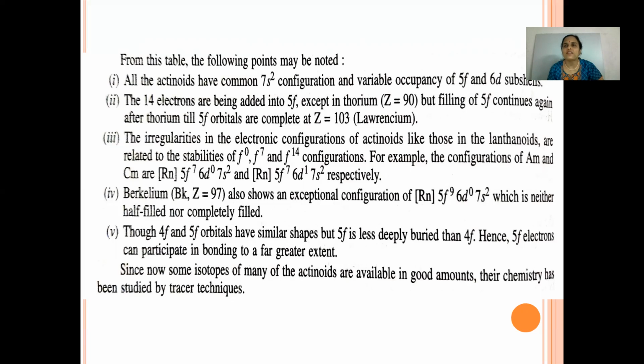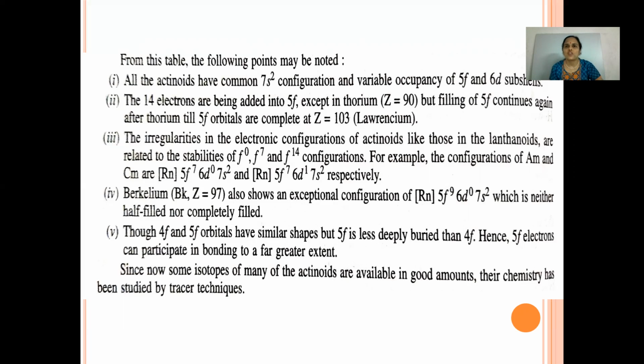The irregularities in the electronic configurations of actinoids, like those of lanthanoids, are related to the stabilities of f0, f7 and f14 configurations. For example, the configurations of Am and Cm are [Rn] 5f7 6d0 7s2 and [Rn] 5f7 6d1 7s2 respectively. Berkelium also shows an exceptional configuration of [Rn] 5f9 6d0 7s2, which is neither half filled nor completely filled.